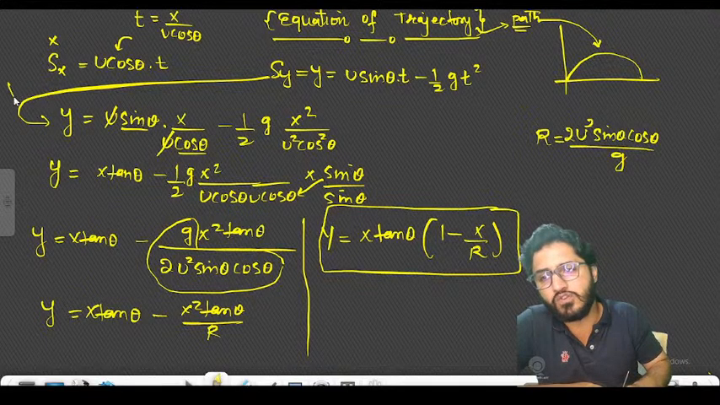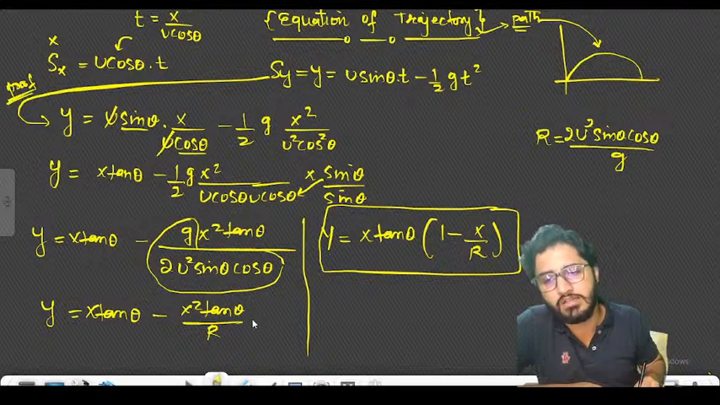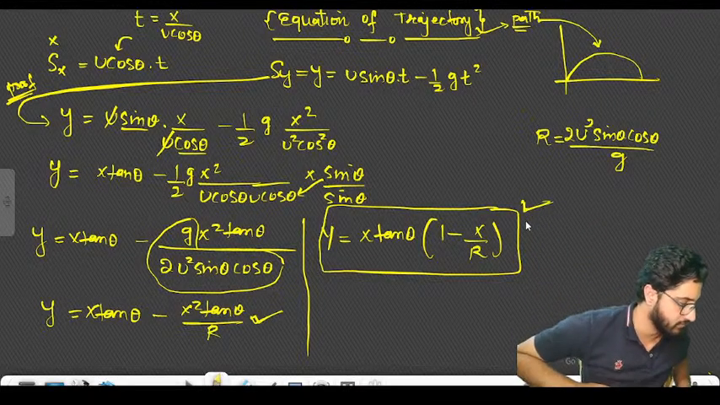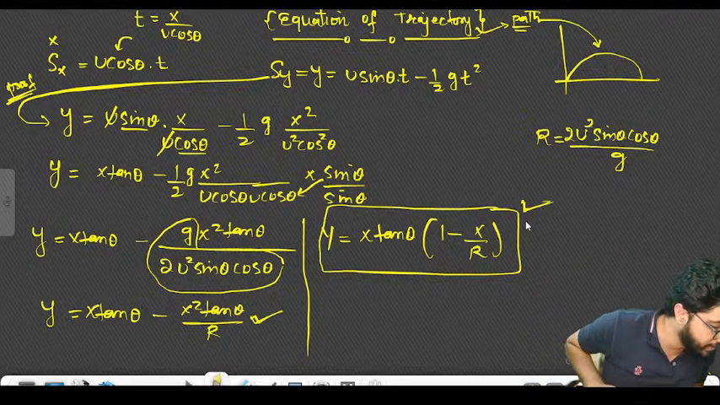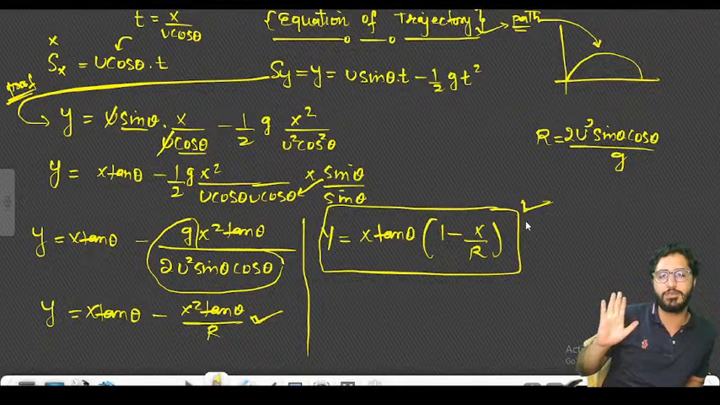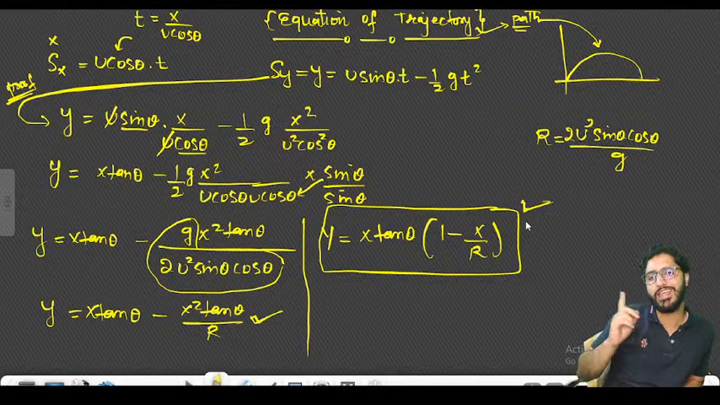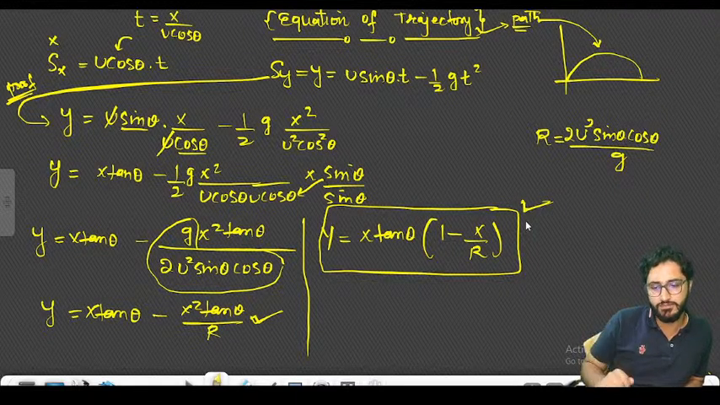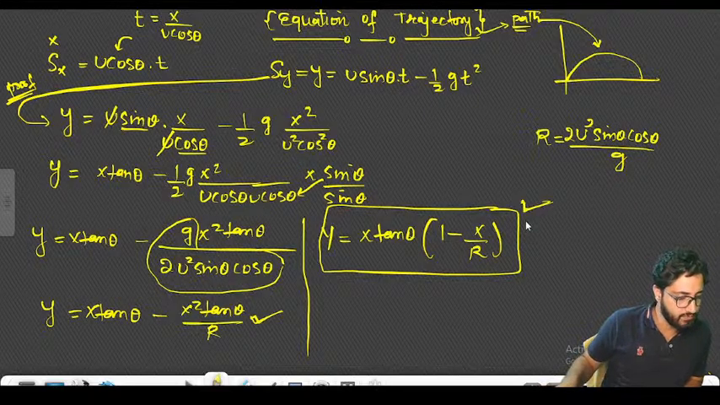Don't write the proof. Write only this expression and this expression only. You need to write down only these two expressions. One expression, x tan theta minus x square tan theta by r, or x tan theta (1 minus x by r). Okay. Why is this very important to us?